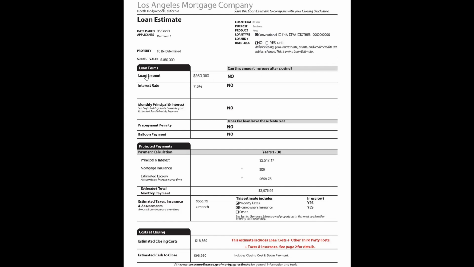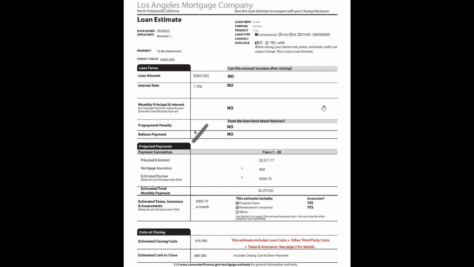Then we go down to the loan amount. These are the loan terms. Loan amount is $360,000. Then we have the interest rate of 7.5%. This is stating that this is not just the principal and interest payment. This includes taxes and insurance. The loan does not have a prepayment penalty. The loan does not have a balloon payment.